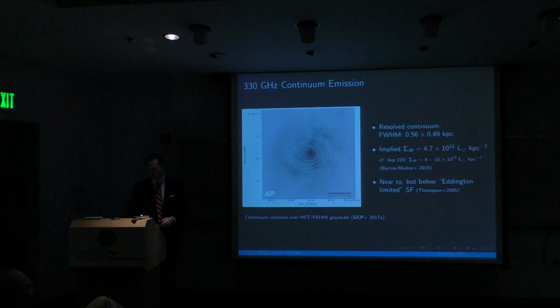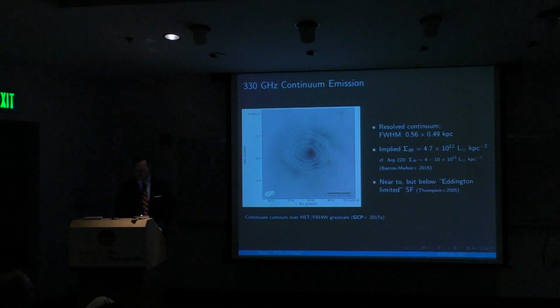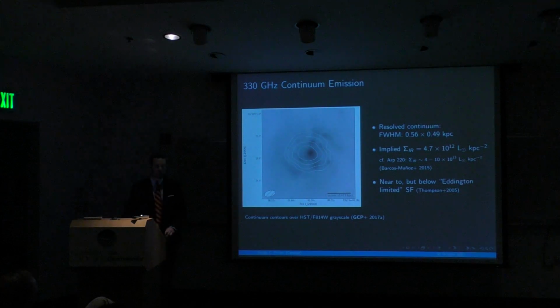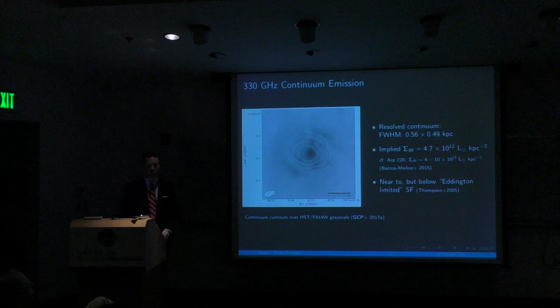We did detect the continuum. This is the continuum shown in contours superimposed on the HST I band image again, so it is resolved with ALMA. We can get a size for it. It's about half a kiloparsec across, full width half max. If you take the infrared luminosity and combine that with the size, you get an infrared luminosity surface density that's about 5 times 10^12 solar luminosities per square kiloparsec. That's quite high, but it's actually still below the Eddington limited star formation models, considering the gas fraction and the velocity dispersion of this system. So it's a vigorously star-forming thing with a very high luminosity surface density, but it's not really in any danger of blowing itself apart.